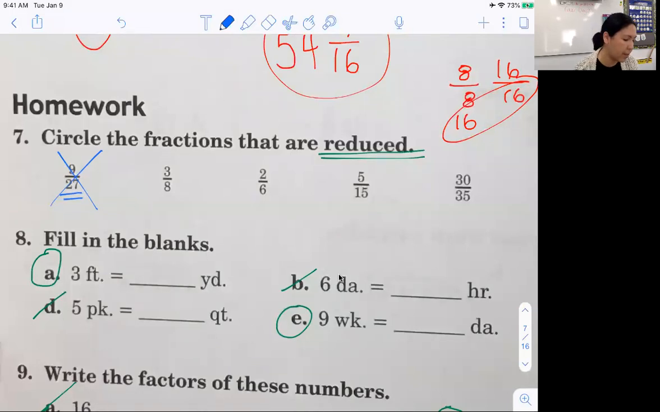Let's go to 3/8. Can that one be made smaller? Well, 3 can't be made smaller. Can 8 be made smaller? Well, can I count by 3 to get 8? 3, 6, 9. This is already reduced, so that's a good one. We are circling fractions that are already at their lowest, okay?